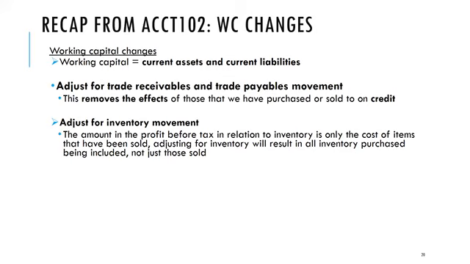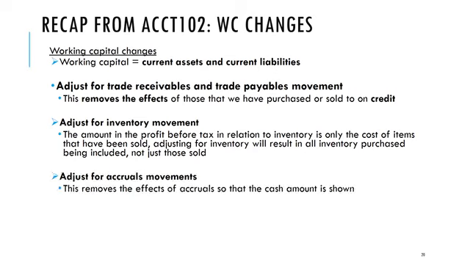As you'll find, your inventory movement for the working capital changes, this is the amount in the profit before tax in relation to inventory, and is only the cost of items that have been sold. Adjusting for inventory will result in all inventory purchases being included, and therefore not just those sold. We'll see this coming through in the example that we're going to be doing today. It's quite an extensive example 4 from Grip and Gop, where we look at this in a lot more detail and deal with the mechanics of the calculations.